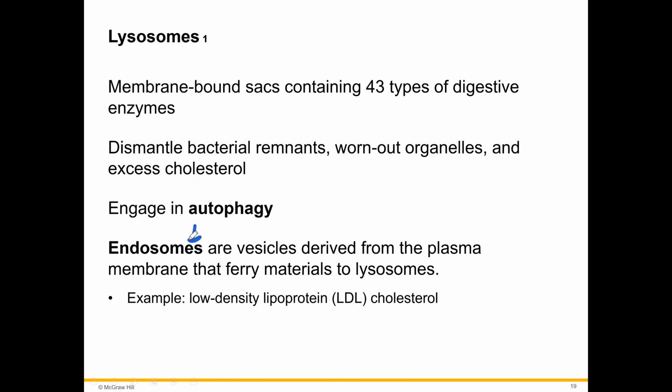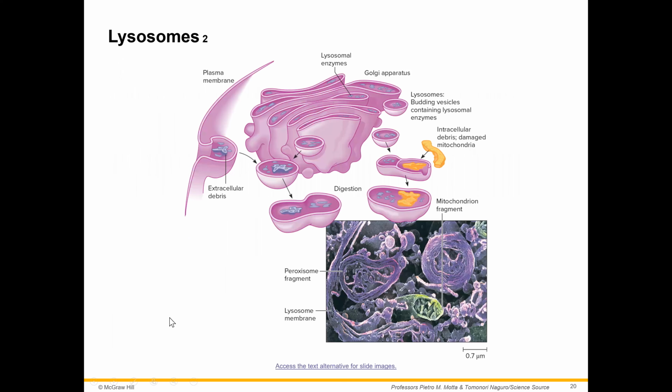Endosomes are vesicles that derive from the plasma membrane that ferry materials to lysosomes. For example, low-density lipoprotein, LDL cholesterol. So that moves inside these endosomes. So here we have an endosome. You see that's the plasma membrane. So this is inside the cell, this is outside the cell. So if you have an endosome, a vesicle is formed with some substances, some extracellular debris, right? They move inside the cell and they fuse with lysosomes.